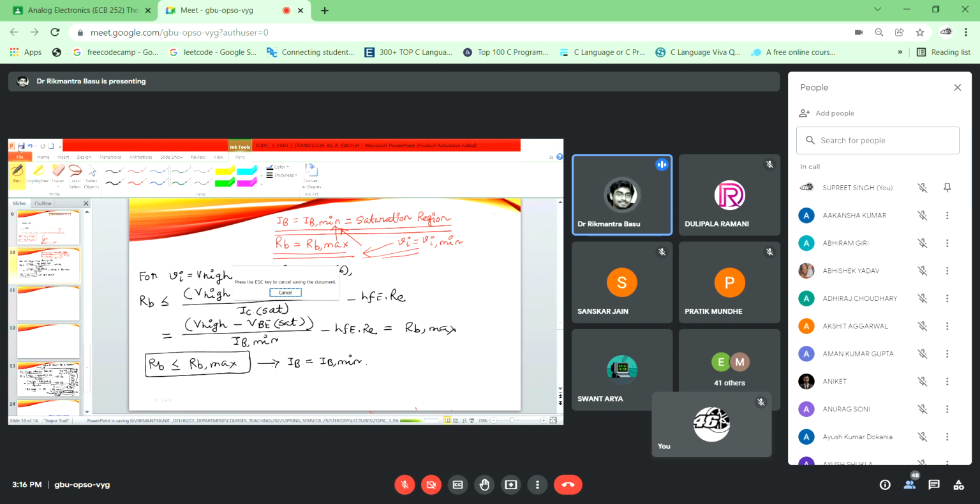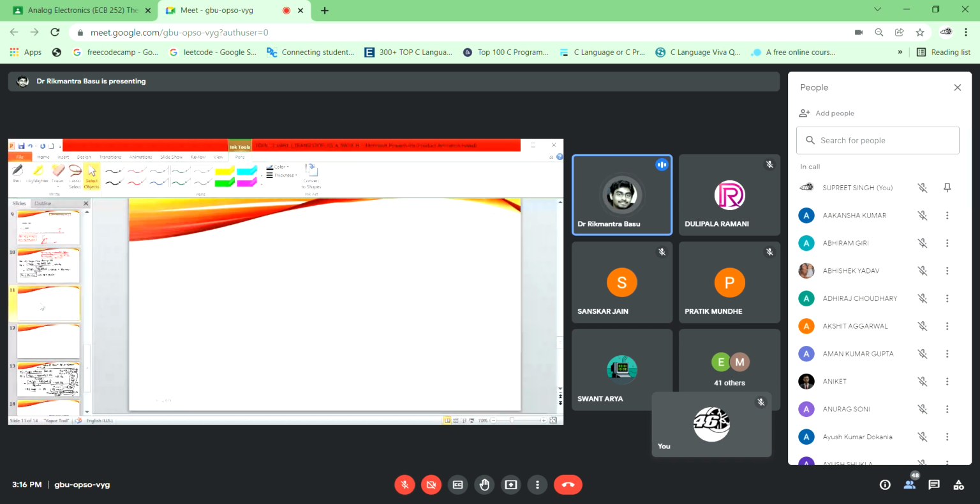There are certain other specific design rules which we definitely have to consider. I am writing those design rules one by one and trying to make you understand. The first one: RB is used to control the current in the base circuit.